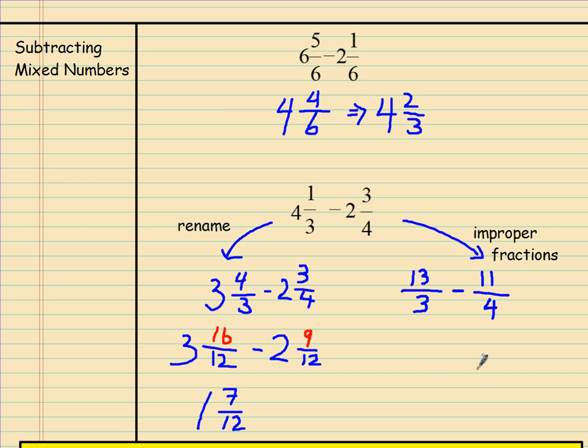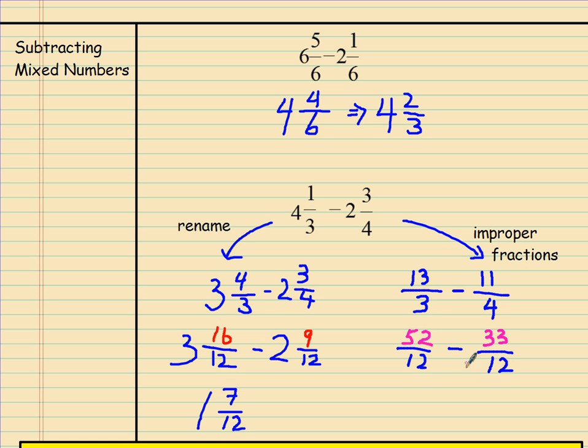That is 12. So we change this to something over 12 minus something over 12. 3 times 4 is 12. So 13 times 4 is 52. 4 times what is 12? 4 times 3 is 12. 3 times 11 is 33. And now we have same denominators.